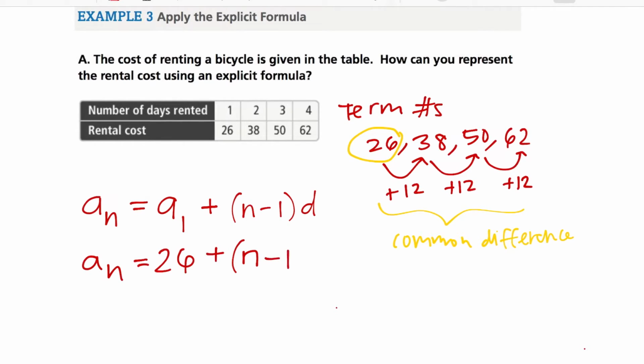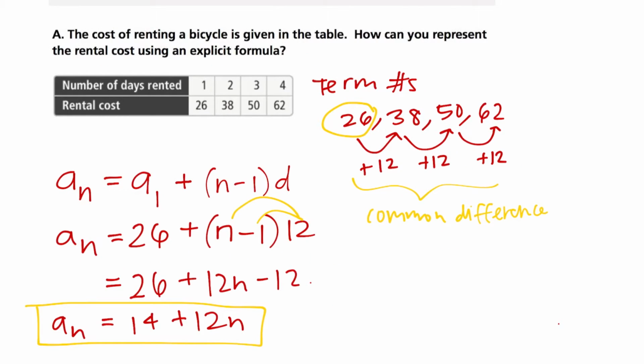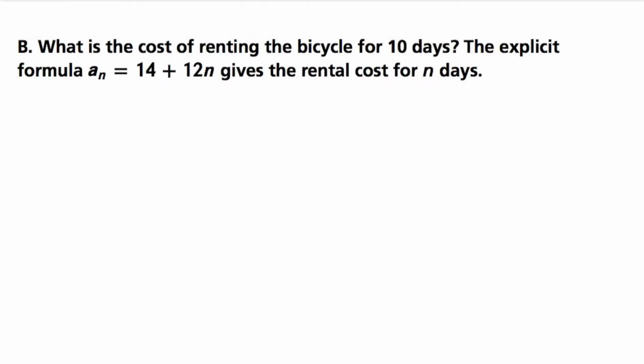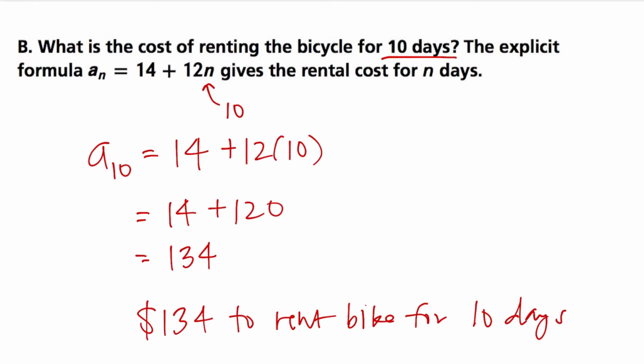And then minus 1. This value is in parentheses, and it's being multiplied by our common difference. We figured out that our common difference was 12. So I can put 12 here, that it's being multiplied by 12. So using the distributive property, I'm going to multiply 12 by each of the inside terms. Combining like terms, I get a sub n equals 14 plus 12n. If I wanted to figure out the cost of renting the bicycle for 10 days, that means that I'm going to be plugging in 10 for n here. So when I plug in 10 for n, I'll end up getting 134.